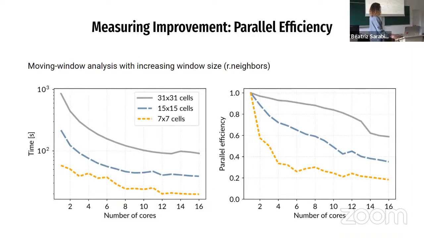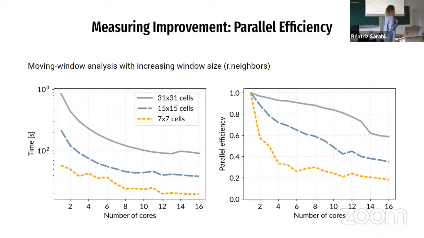So here's an example of how we can use parallel efficiency to do what's called benchmarking. And this is an example of a moving window analysis in GRASS called r.neighbors, and it's smoothing a DEM. And we're using different window sizes, so 7 by 7 cells, so quite a small window, and then 31 cells is a big window. So we're changing a parameter of the model, and then we're running each of those windows over the same extent with an increasing number of cores. And so you can see that as we increase the number of cores, on all 3 different window sizes, the computation time drops, but they have really different parallel efficiencies.